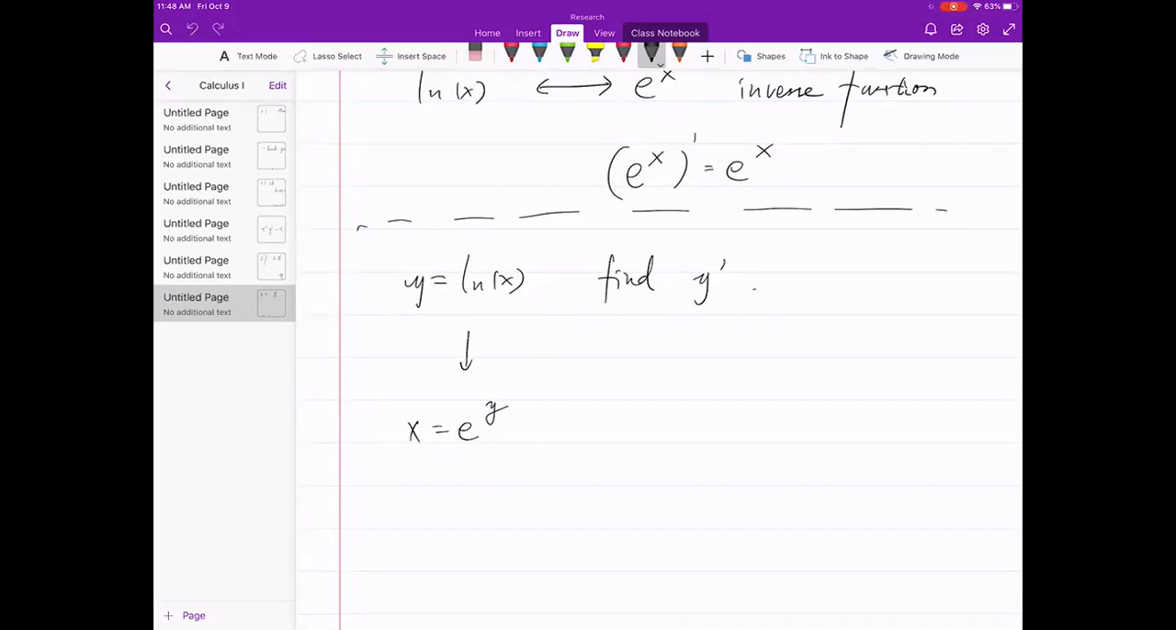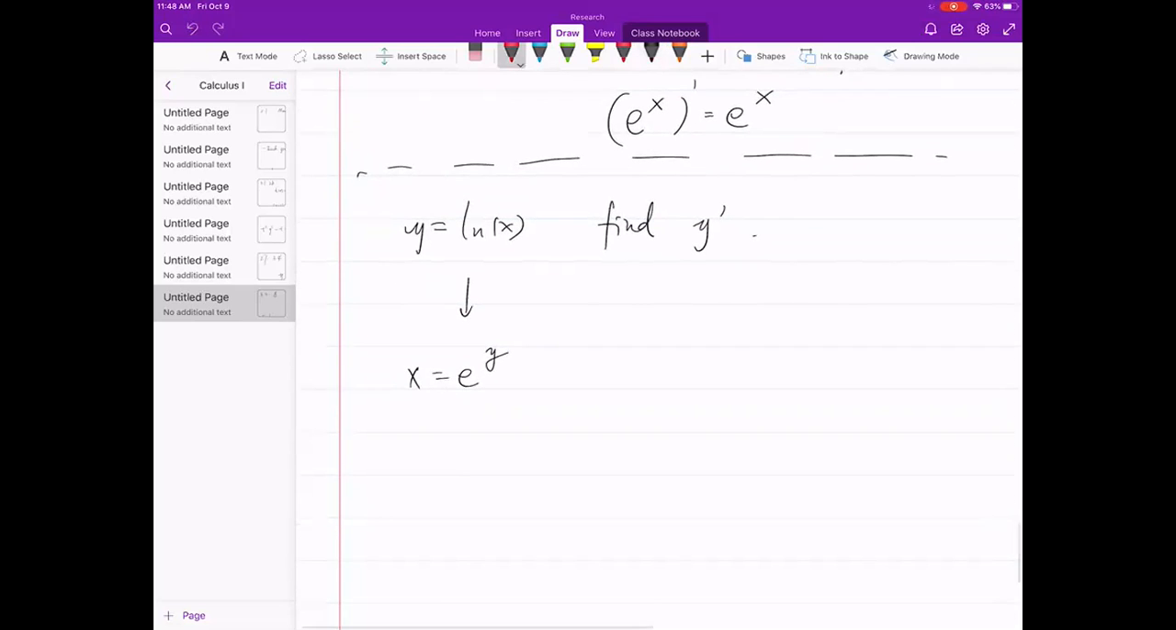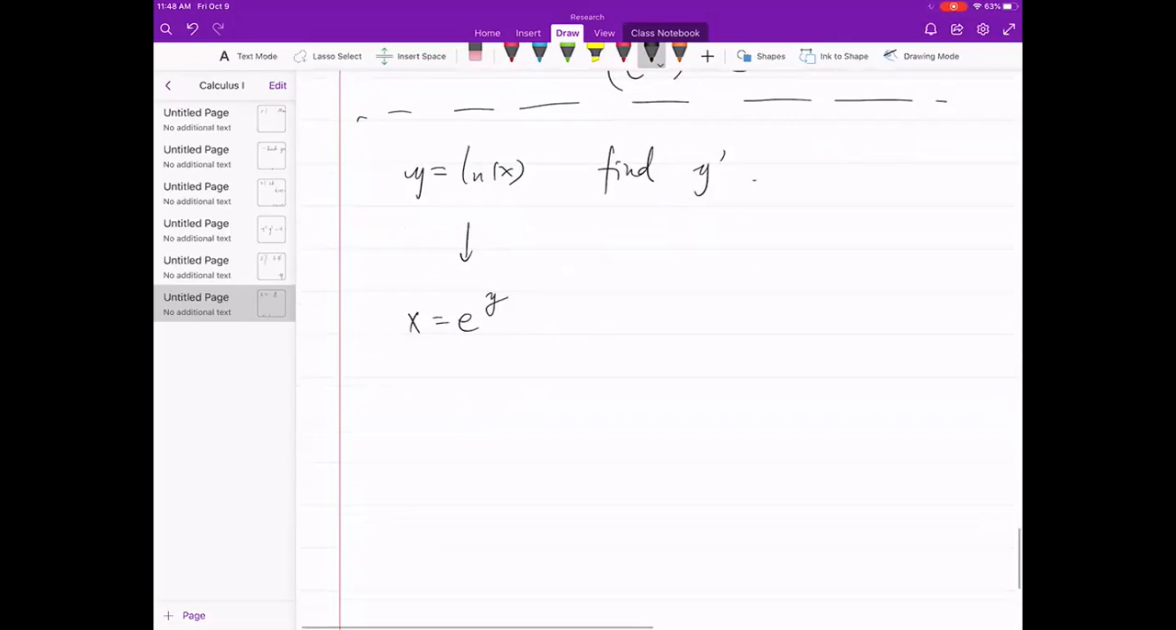Still okay? Now, instead of finding y prime here, how about I find y prime here? Because they're the same thing. But if I find y prime here, I can use the derivative of v. That's the beauty. But now you realize to do that, I have to do implicit differentiation.